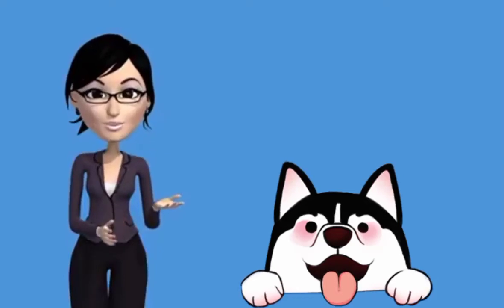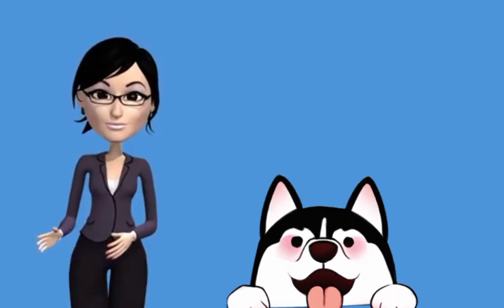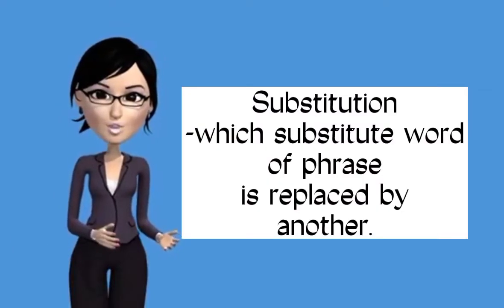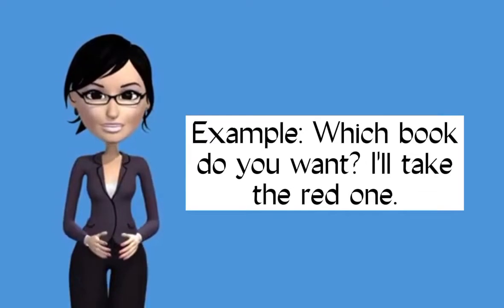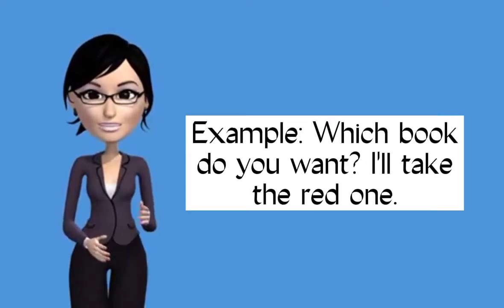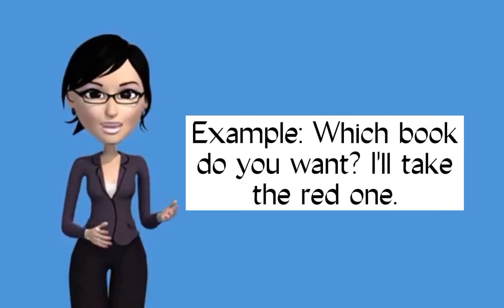Now, let's proceed on. Substitution and ellipsis. Let's go on first with substitution, in which words or phrases are replaced by another. Example: Which book do you want? I'll take the red one. In this example, the word book is substituted by one.